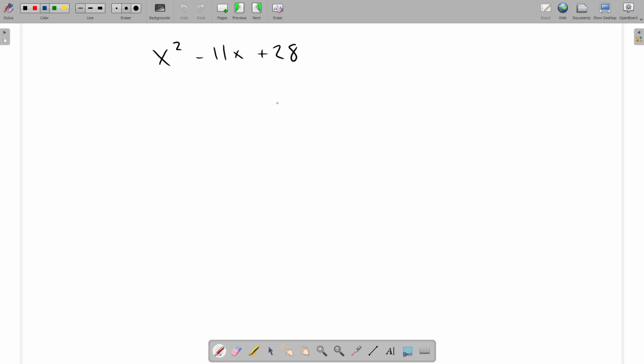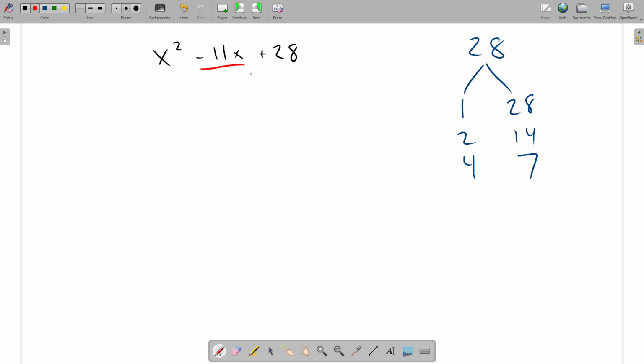Alright, we have our third and final example. 28 is our C term. This is what we are looking for factors of. So we can list out a number of factors of 28. We have 1 and 28, 2 and 14, 4 and 7. But we should recognize that if I add up any of these, I'm always going to get a positive answer. And the B term that I'm looking for is a negative 11.